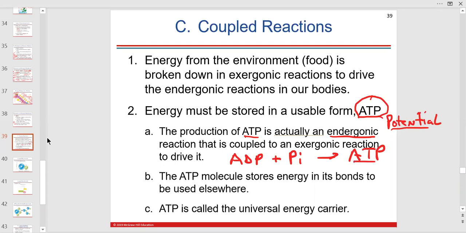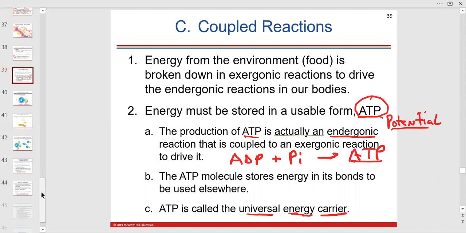So this is a lot of stored energy in there. A lot. And there's a lot of ATP. Okay? So ATP is, this is a new one for me, the universal energy carrier. I like that. Universal energy carrier, like type O blood is the universal donor. I'm going to use that.